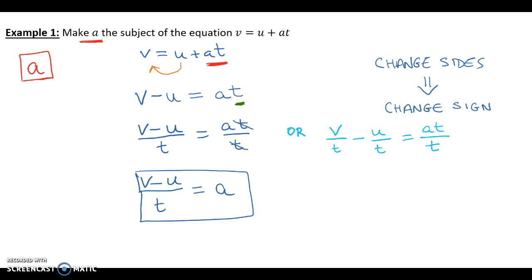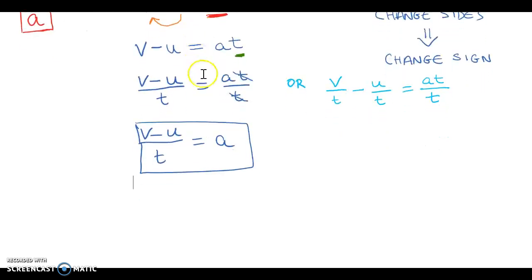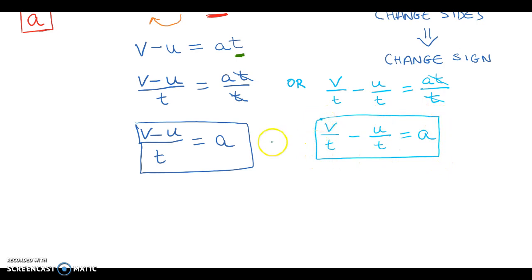And if we look at it the other way, not much changes. We have v over t minus u over t is equal to, and again the t's on this side cancel, equal to a. And both versions are correct. Okay, both versions are correct.